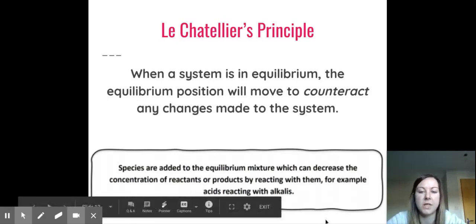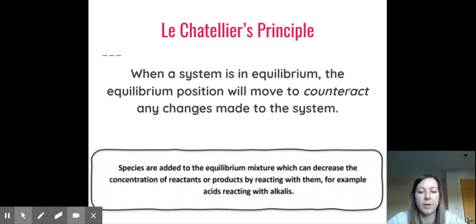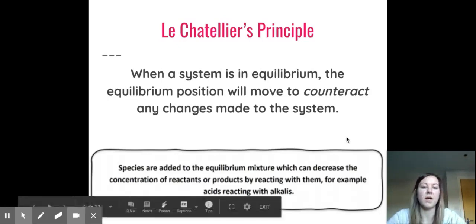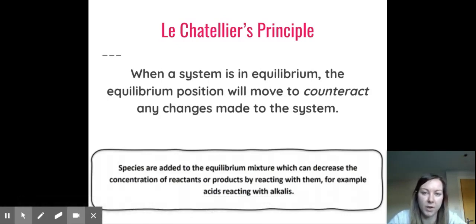But what the questions will sometimes do is they will ask you about species which are added to the equilibrium mixture, which can decrease the concentration of reactants or products by reacting with them. So if you have acids or alkalis or hydrogen ions or hydroxide ions in your equilibrium equation and you add acids or alkalis, then that will change the system by reacting.